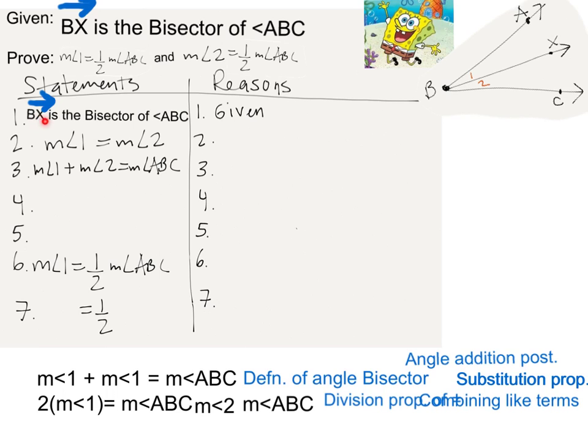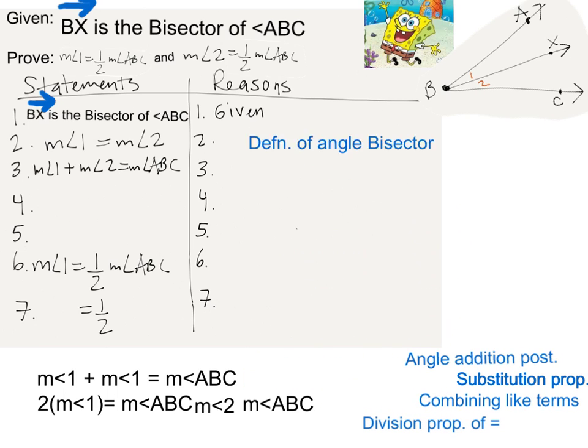Okay, so if BX is the bisector of angle ABC, what's our next logical thought? Well, what's already written in here is that the measure of angle 1 is equal to the measure of angle 2. And I know that because I know what a bisector is. I get that from the definition of an angle bisector. That's not too hard. Okay, well, let's see if we can follow their logic.